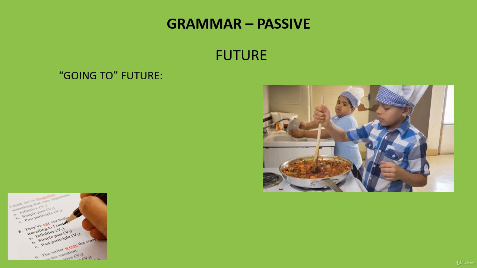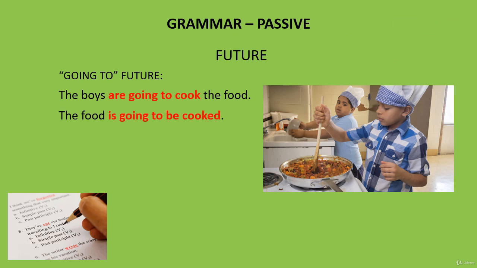Make this sentence passive. The boys are going to cook the food. Follow the rules that you have learned. The food is going to be cooked. Food is the new subject. We put the verb be into the going to future. We use is for food because it's a singular noun. Then we add the past participle of cook.